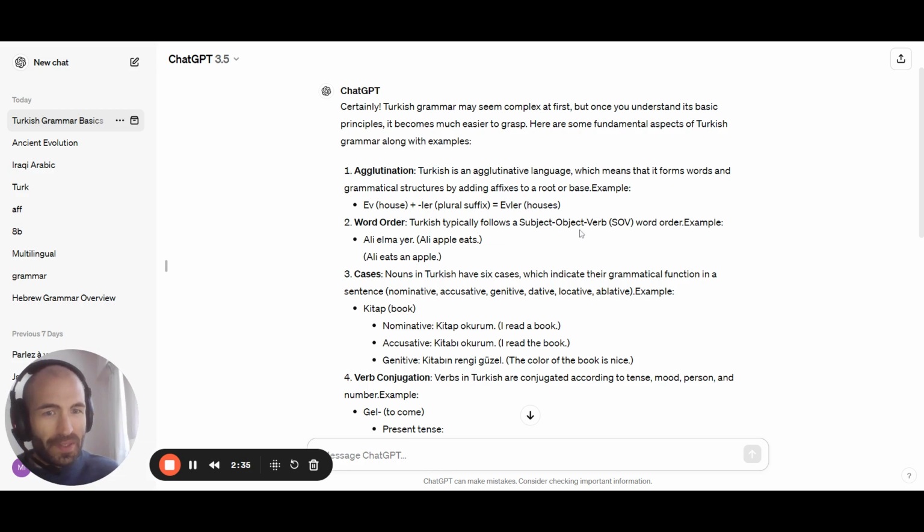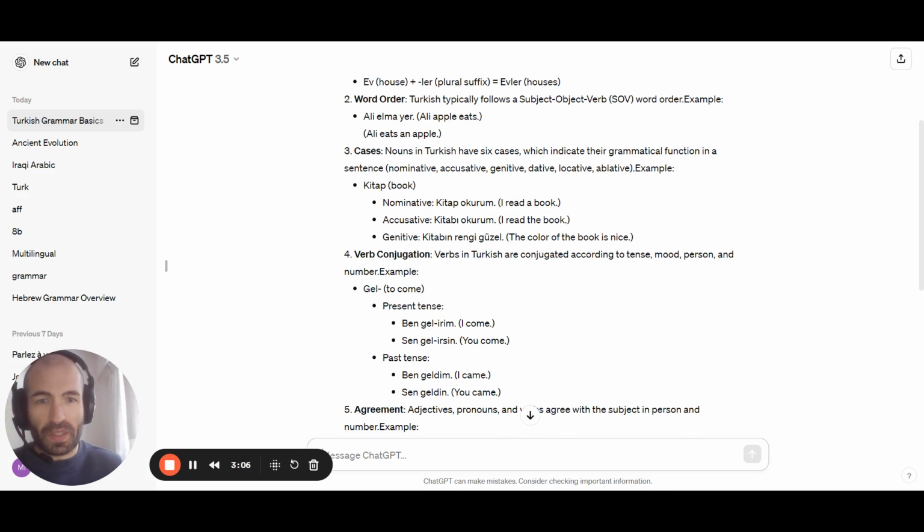Turkish typically follows subject, object, verb word order. Yeah, that's not that useful. Word order is not that useful. But this kind of stuff is useful, because otherwise you say ev and then you say evler and you're like, so which one is house? But then again, when you see this ler in context a few times, you're like, oh, so the ler in the end is plural. Okay.